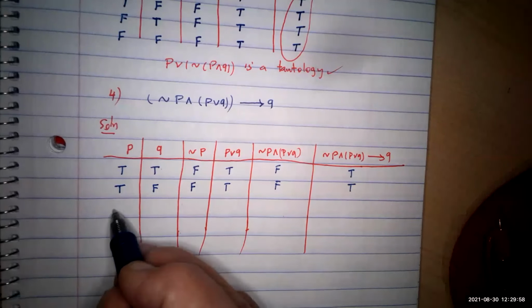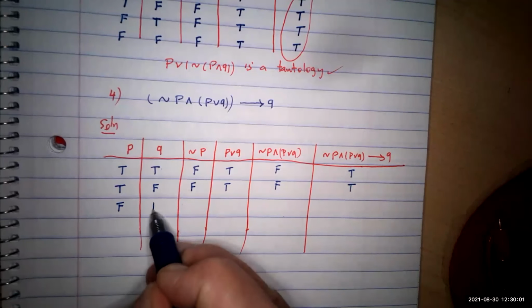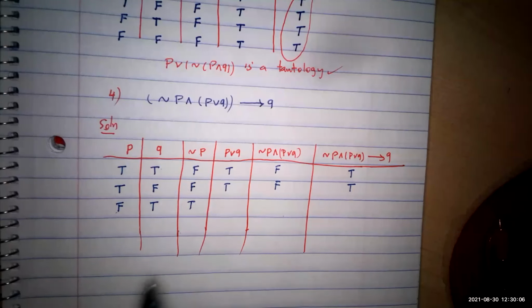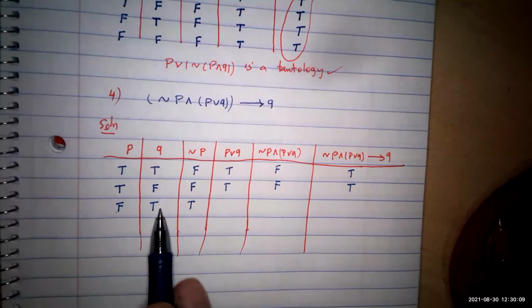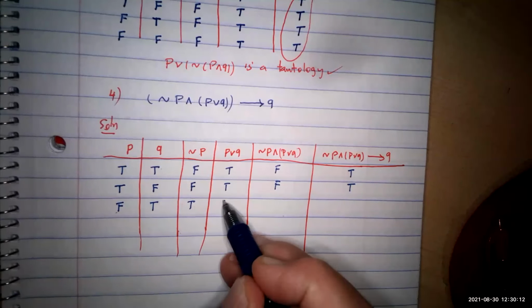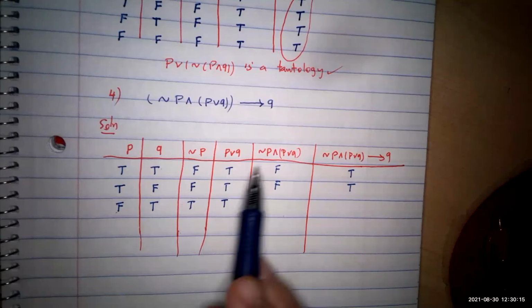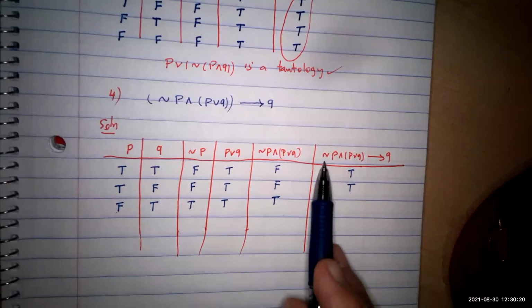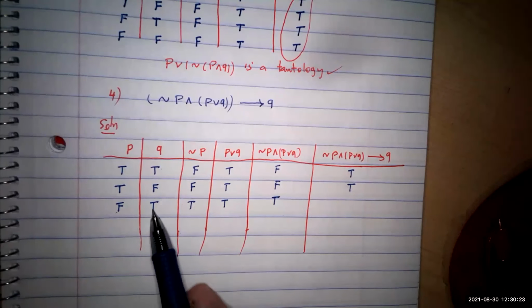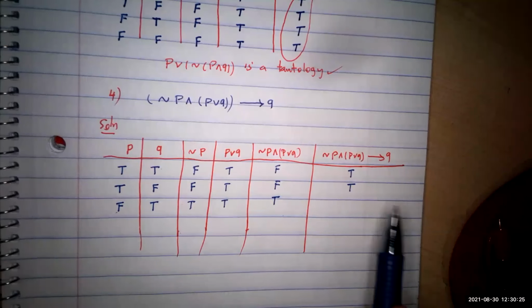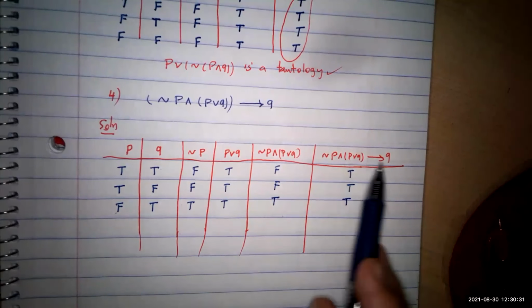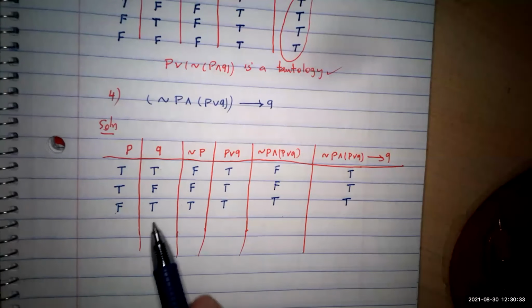So check this one, false, true. So the not P would be true. P or Q, one of them is true, so it's going to be true. Okay, so both of them are true, so it's going to be true. How about Q? Q is also true. So true, true gives you true again. The Q is also true. True, true would be true.